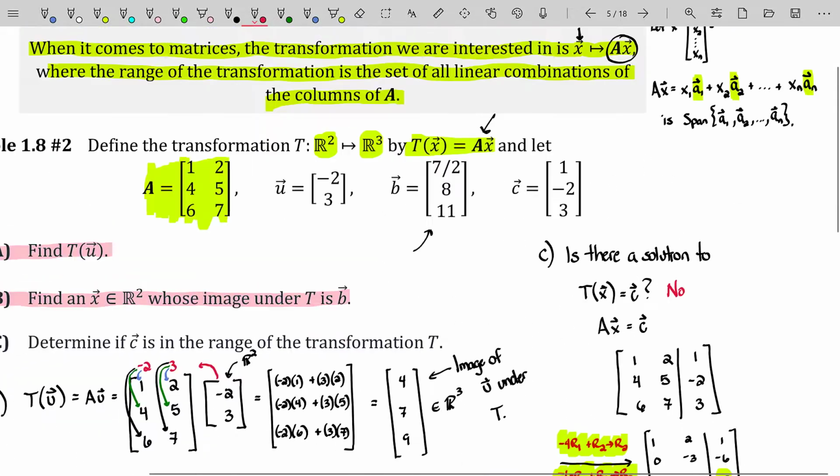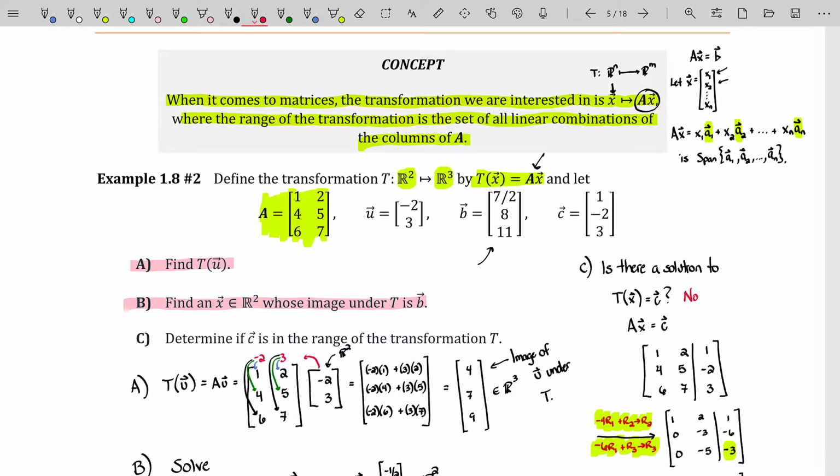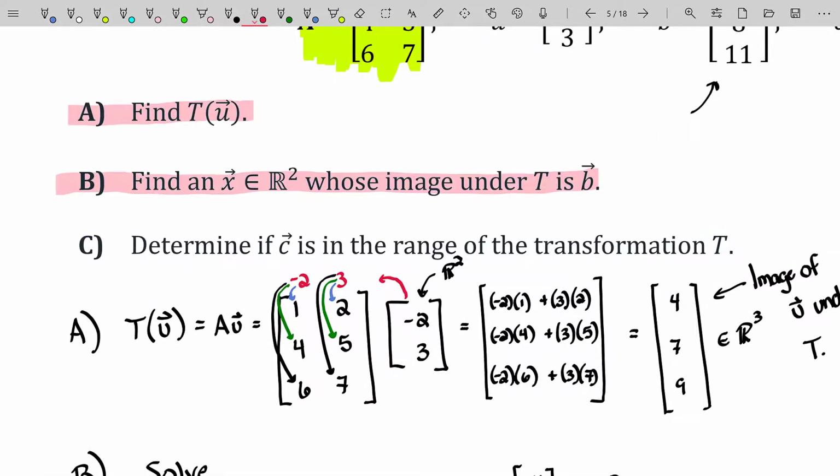And the answer to the original question, which is determine if C is in the range of the transformation T, I'll just point an arrow and say it's not, because it's not an output of A times X. There's no solution to AX equals C.